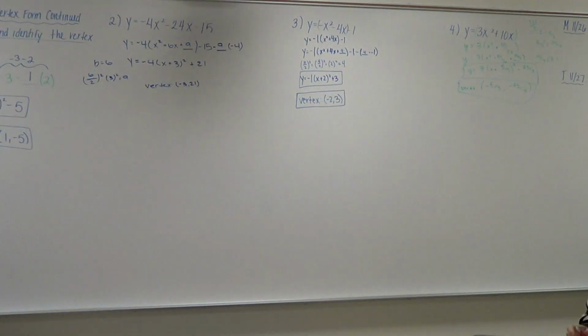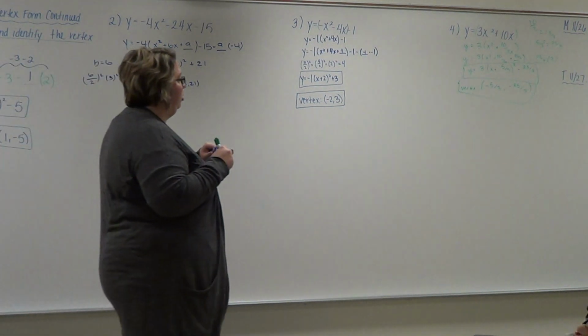Okay, these are all correct. I know you only have to do one of them. You can write them all down if you want to write them all down. You can leave the one that you have written down. It's up to you. Okay? What questions do you still have about vertex form?